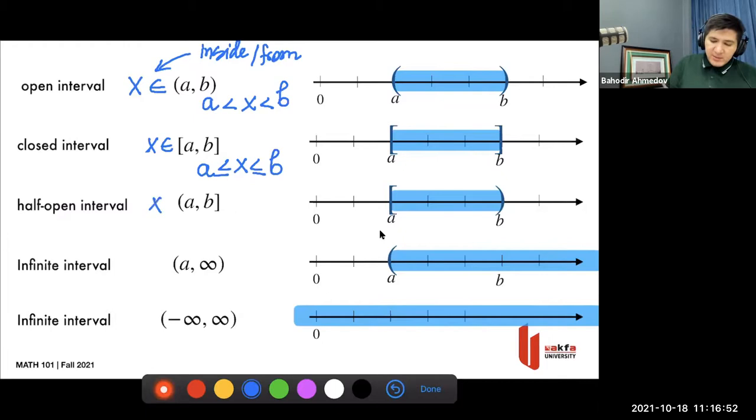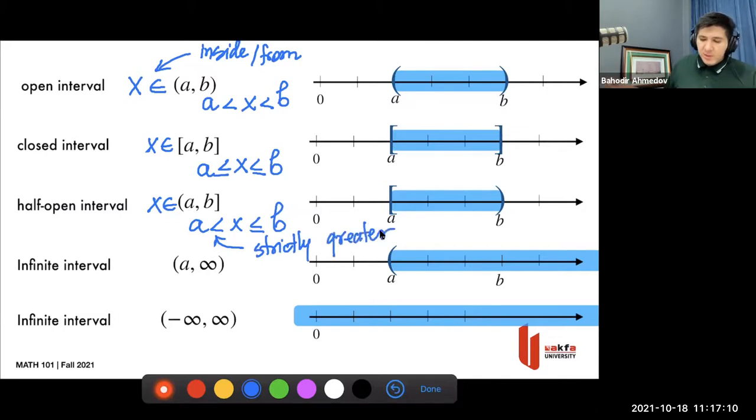So x from the A and B half open interval means that x is strictly greater than A and less or equal than B. Whenever we say strictly greater, it means that it is not greater or equal, right? So greater or equal, or strictly greater.